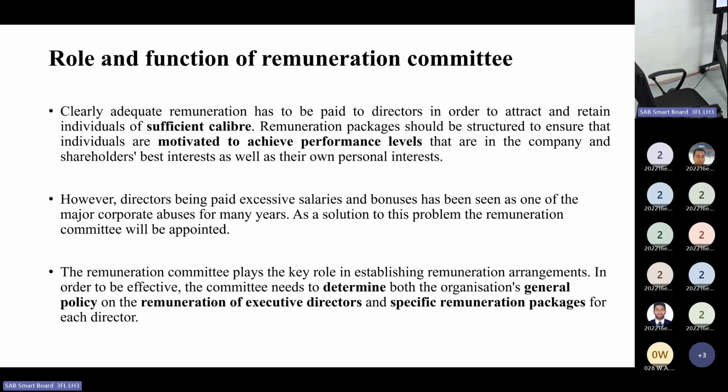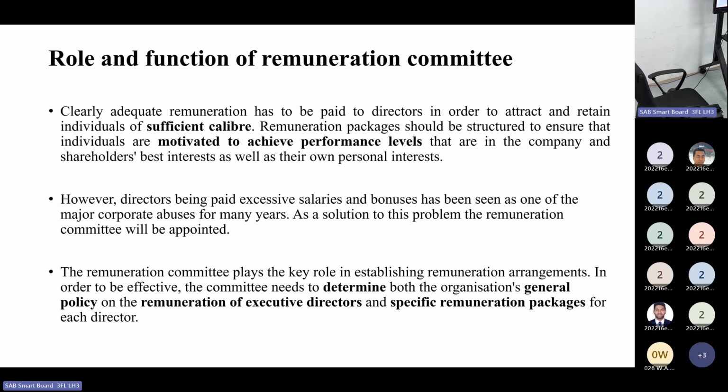අපි කිව්වනේ performance ගැන කලින්, directors' performance, we have talked about that. So they should be motivated to achieve those performance levels, as well as they should be motivated to do the best for the company and shareholders. At the end, they also should be satisfied that they are getting enough money from doing this job.